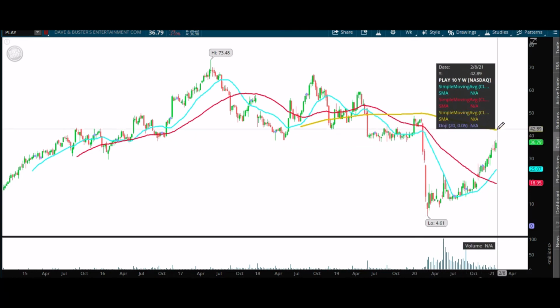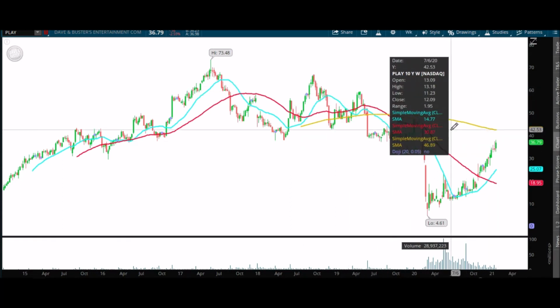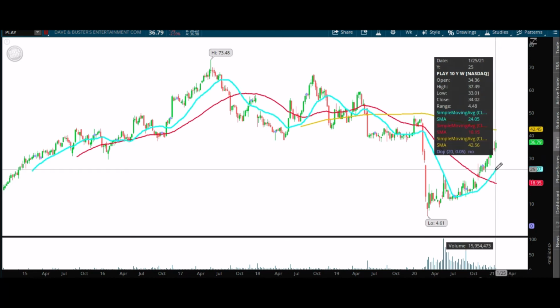This is the 200-week moving average curving down. We'll probably get rejected up here somewhere. But on a short squeeze, you never know what can happen. We could always have a gap up, and if we gap up, that'll be extremely bullish. And at the same time, we do have some nice support down here at the 20-week moving average.